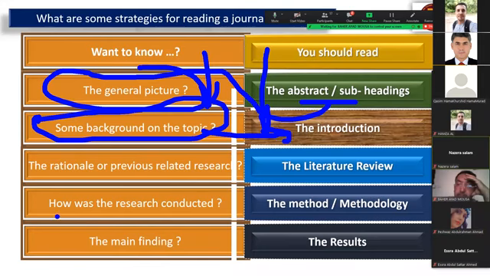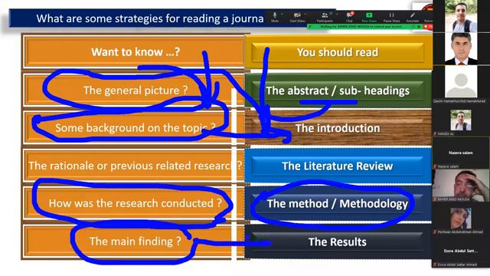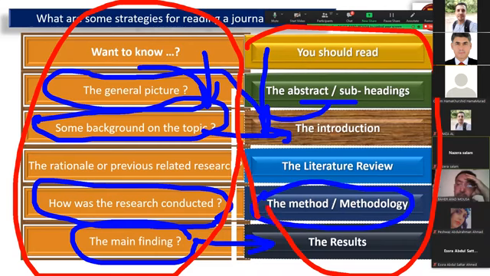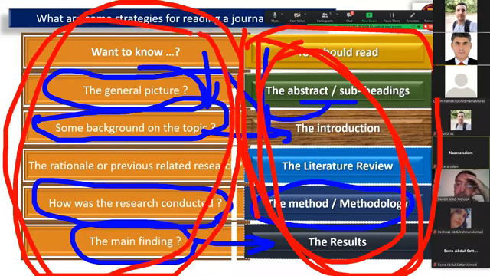So if you need to know how the research was conducted, you must go to the methodology. For the main finding of the article, you must go and read the results. By this way, if you read these parts of the paper, you can find what you need.